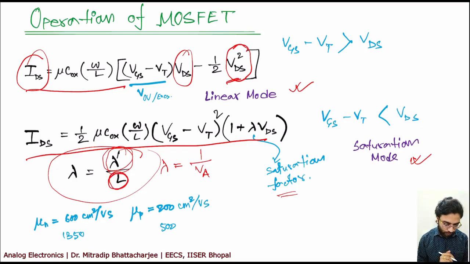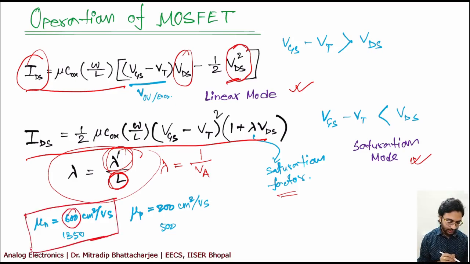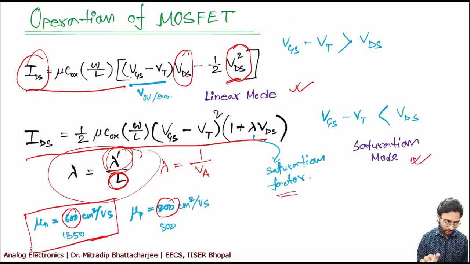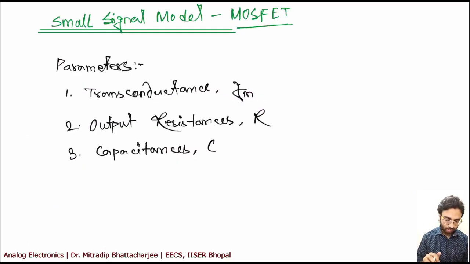I already have discussed and also said why NMOS is preferred, because your mu n value is higher than mu p value. Here mu n and mu p are the surface mobility, not the bulk mobility, because if you see the device, this is where the transport is occurring, the surface. So it is called surface mobility or surface transport. However, in bulk the values are different. For mu n it is around 1350 or 1500, somewhere in between, and for mu p it is around 500, 600. Please keep that in your mind.